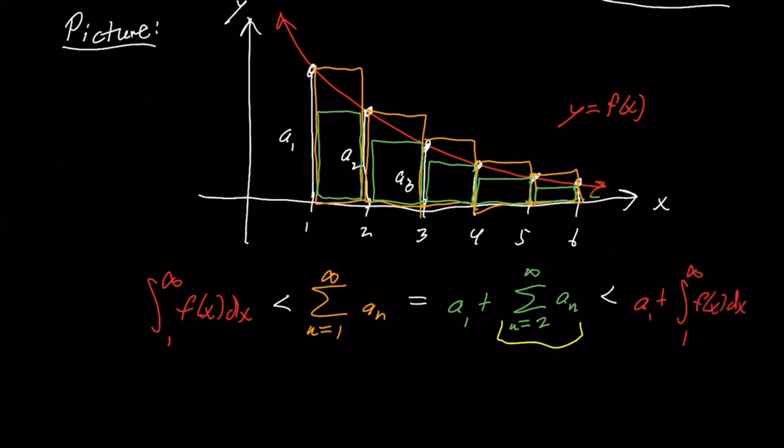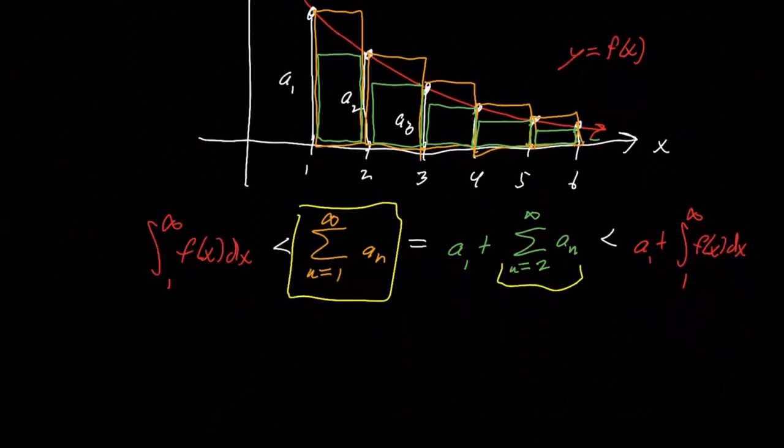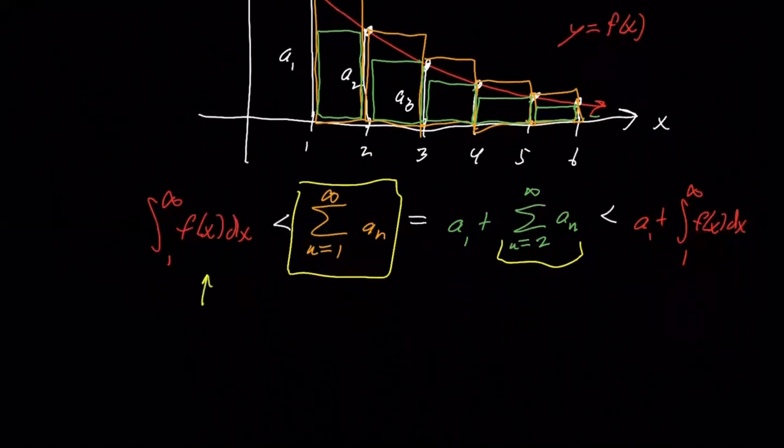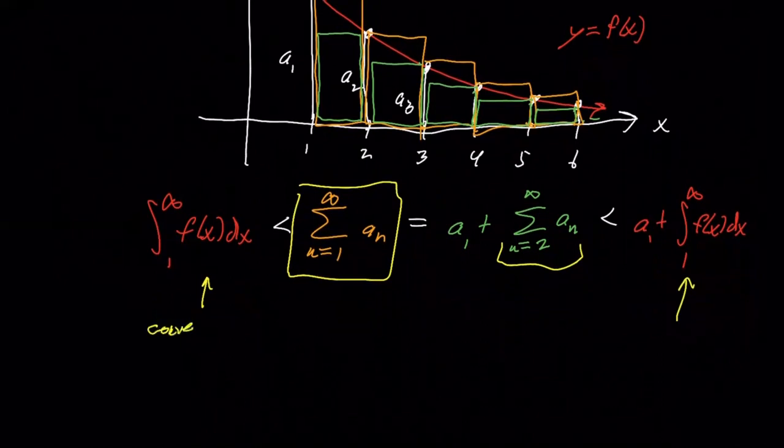What I'm basically saying is that we've sandwiched our infinite series in between two improper integrals. And it's really the same improper integral, just one has an a1 and one doesn't. And so if both of these converge, then we have something sandwiched between, so this also converges.